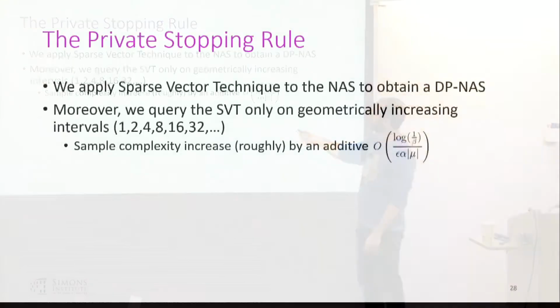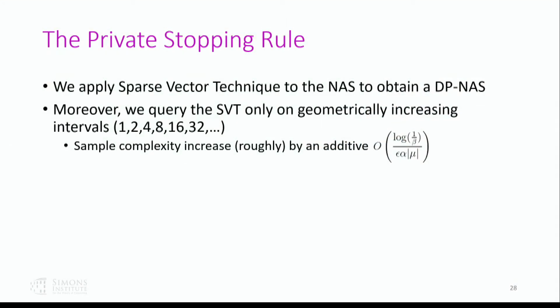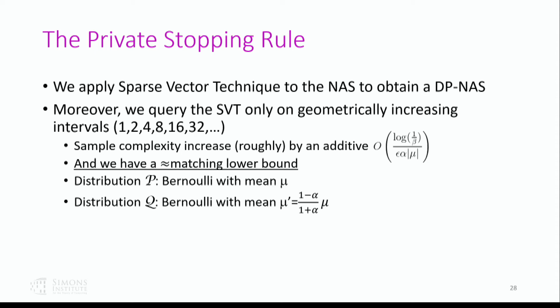Moreover, the sample complexity only increases by an added cost in addition to the cost of the halting time. The added cost in terms of the sample complexity past that original non-private halting time is that I still have to wait a number of samples, which is log 1 over beta over all of these other terms. And we have a matching bound up to some log factors.